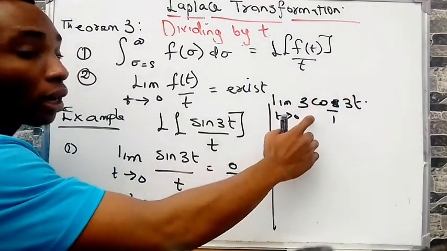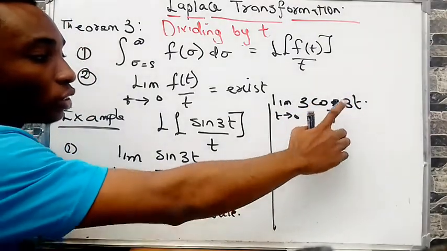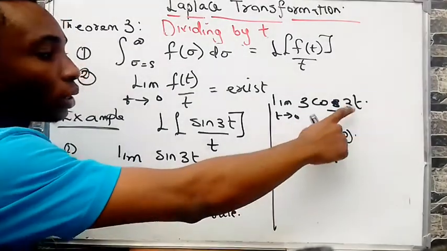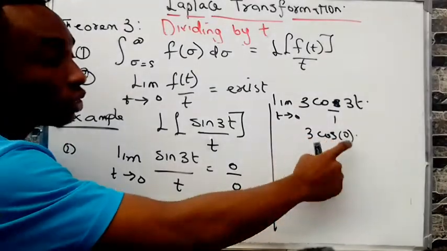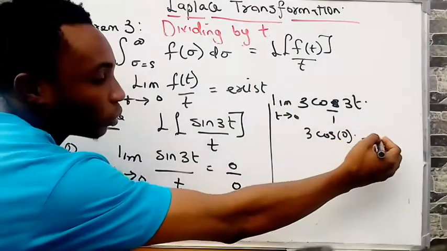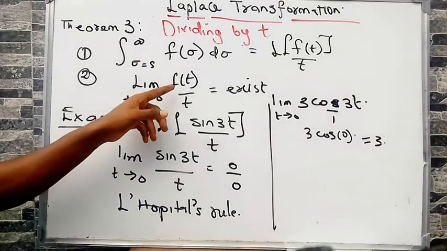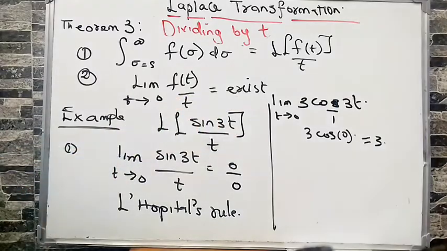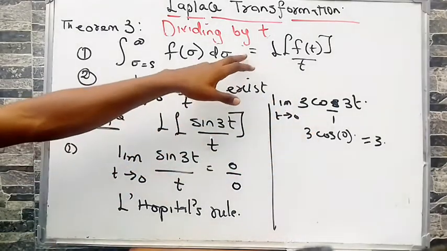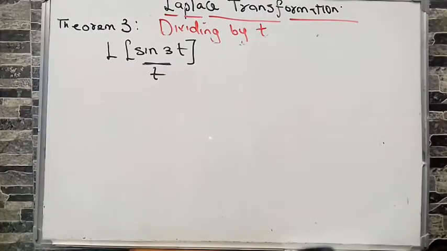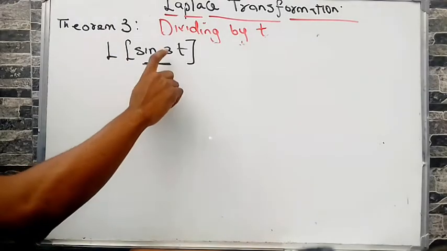Taking the limit when t tends to 0, this is 3 cos 0. Cos 0 is 1, and this gives me 3. And 3 is a definite number. So that means the limit of the function of t divided by t exists. As long as the limit exists, I can apply this theorem. So we've successfully carried out our first step by proving that the limit exists.